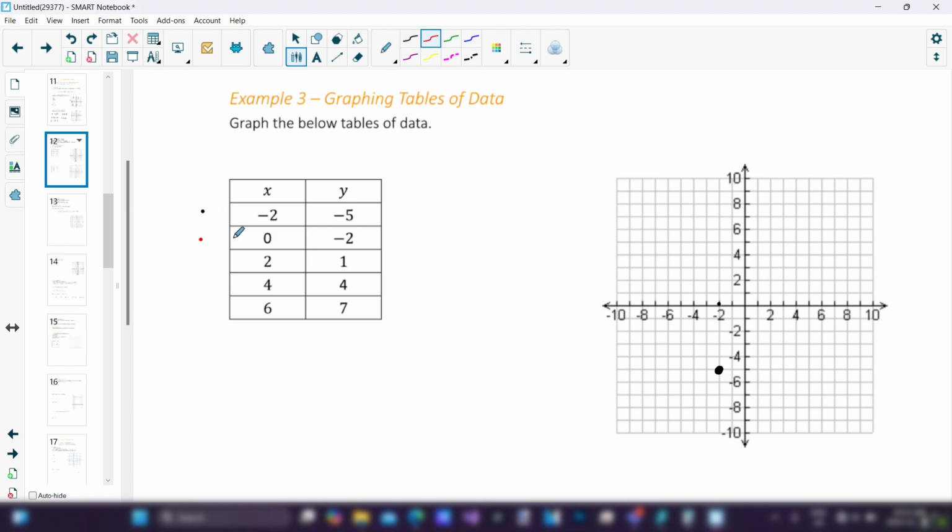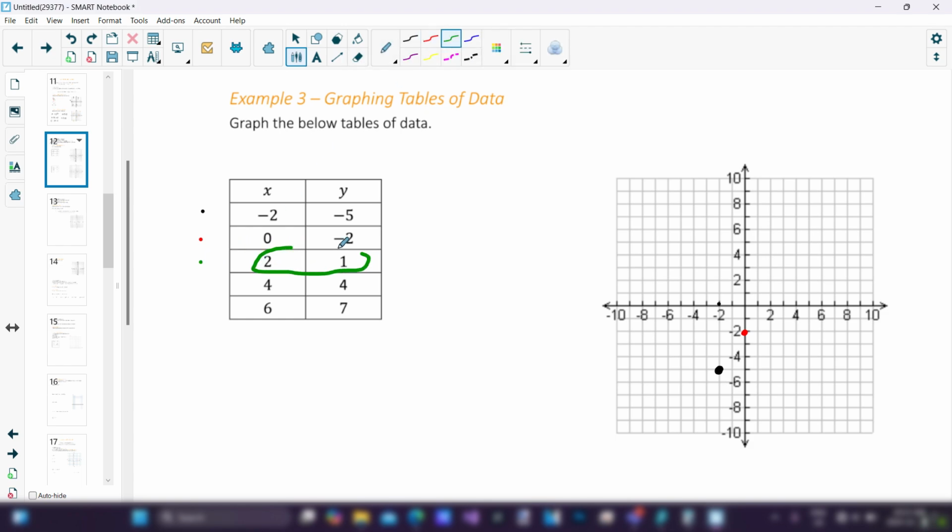Let's do a second point. Let's do this one. 0 on the X means don't move at all on your X axis. -2 means go down to -2, go down 2 on the Y. So there's that point. And hopefully you can beat me in finishing the rest of these points.